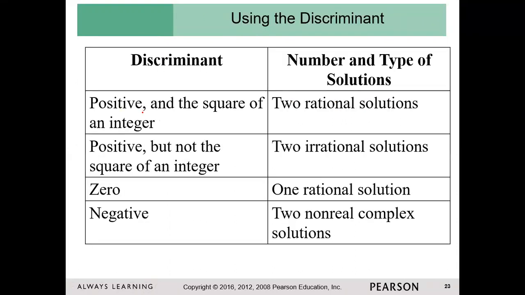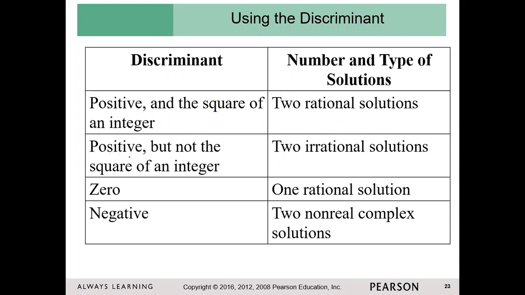So if we have a positive number that is the square of an integer, so basically a perfect square, we are going to get two rational solutions. So we saw that in the last video when we did our quadratic formula introduction. Remember, if it's a perfect square, that means the original quadratic was factorable. So you could always go back and double check your answer.